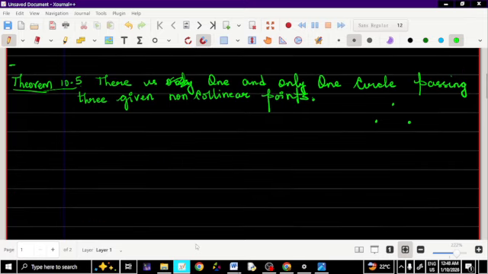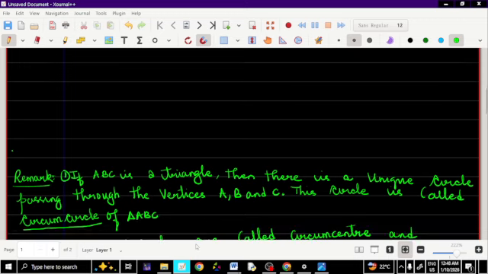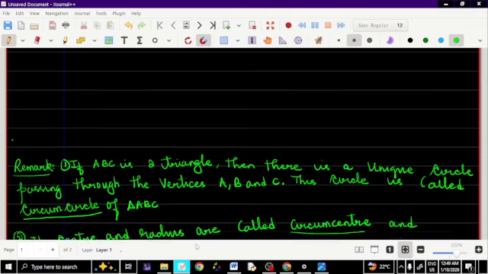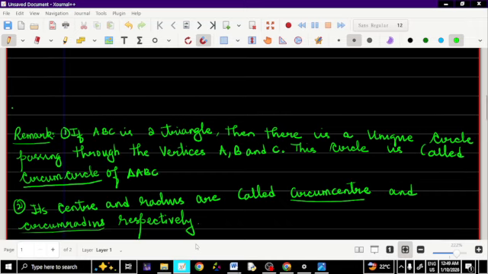So this theorem is demonstrated. Remark 1. If ABC is a triangle, then there is a unique circle passing through the vertices A, B and C. This is a conclusion from the previous theorem. This circle is called the circumcircle of the triangle ABC. Its center and radius are called circumcenter and circumradius respectively.